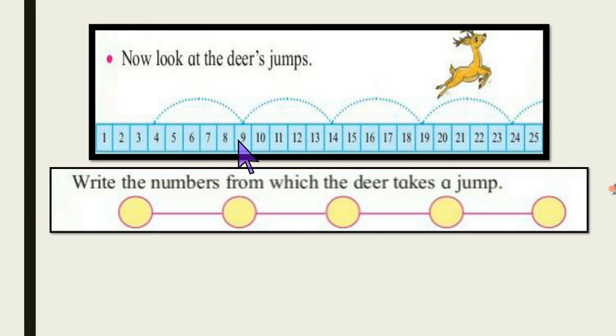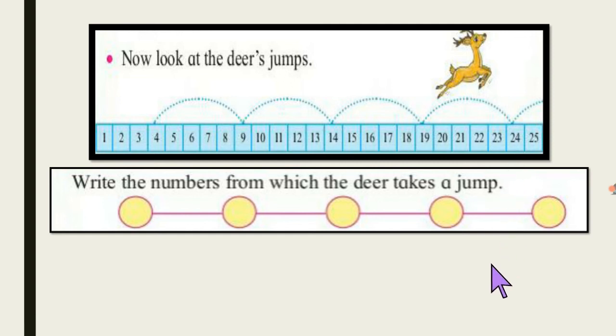Then after 9 he again jumps forward 5 steps. See here. 1, 2, 3, 4, 5. Which number here? 14. After 14 he jumps forward 5 steps. 1, 2, 3, 4, 5. Which number here? Yes, 19. After 19, he again jumps forward 5 steps. 1, 2, 3, 4, 5. Here we get number 24. Okay.